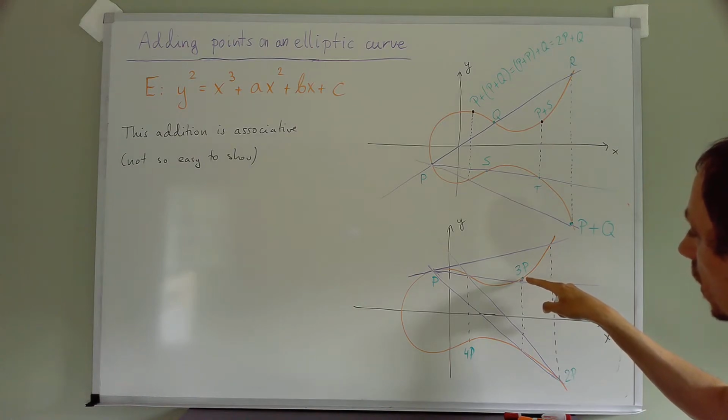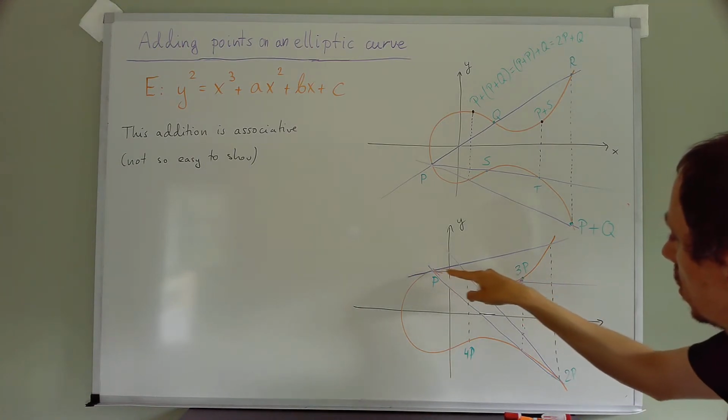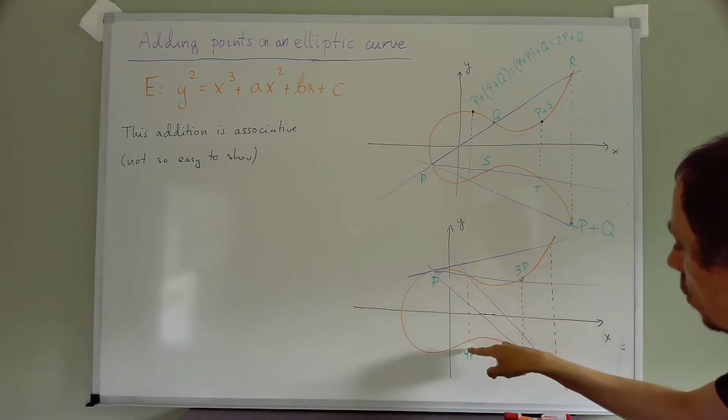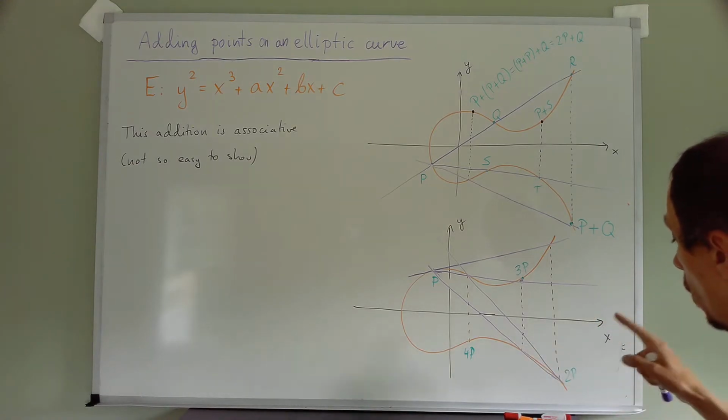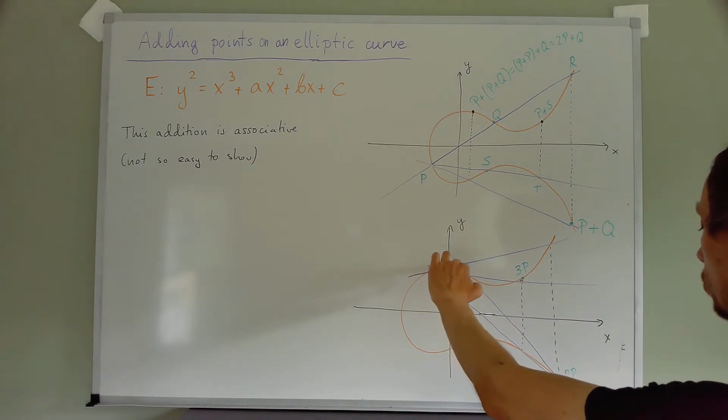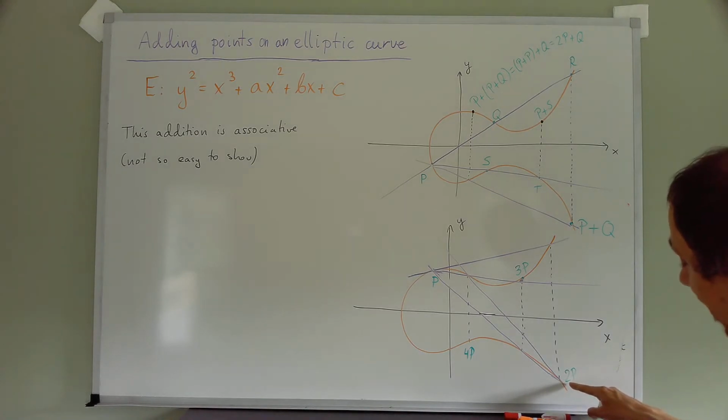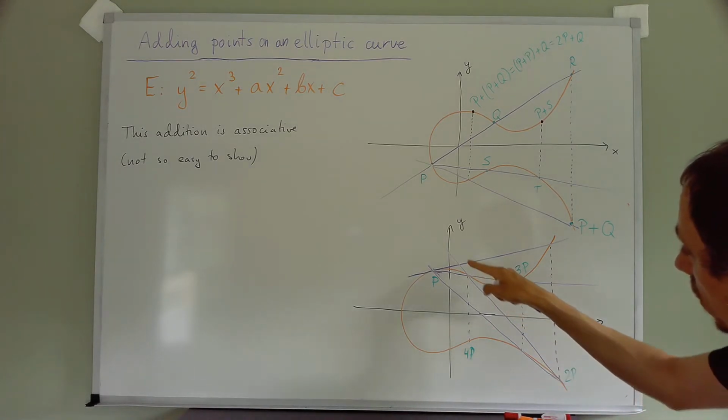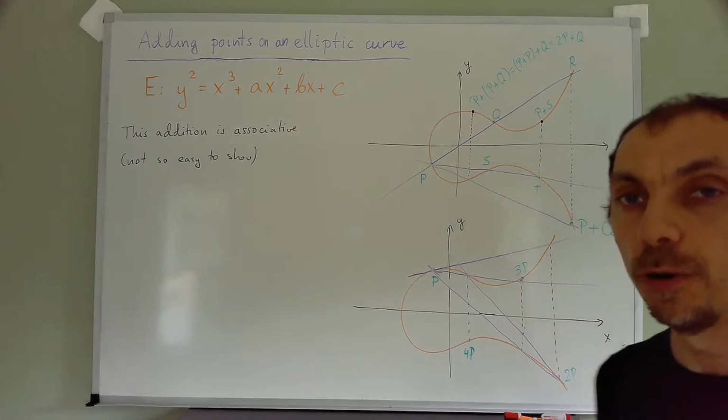If I want to get 4p, I can get p plus 3p, so I can connect these two by a line. Here's the third point of intersection, drop down, 4p. Or I can get 2p plus 2p, so 2p twice. So I draw a tangent line to 2p, it intersects the curve here, drop it down, 4p.